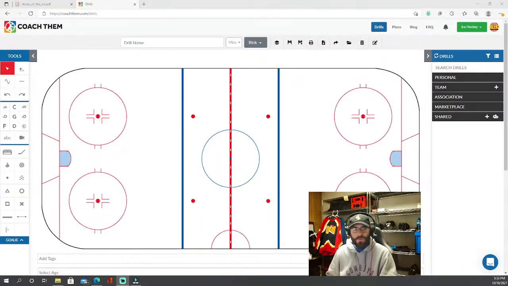The first set of lines that we would like to go over with you is the blue lines. There are two blue lines on an ice rink. You can see one right here and one right here. Okay? The blue lines establish the offensive and defensive zones of an ice rink. They are also used to help with the rule of offsides.